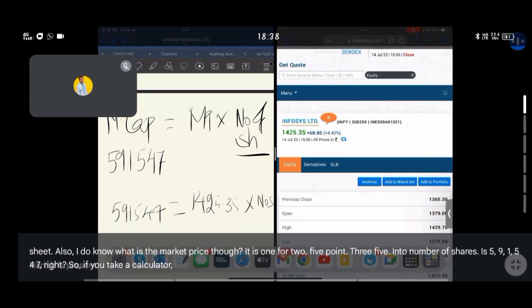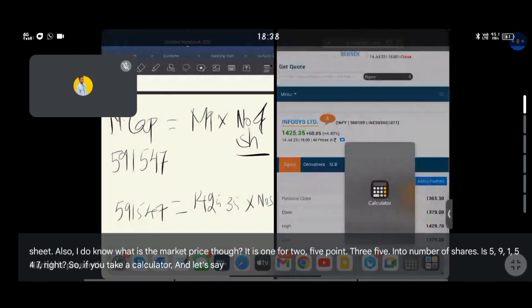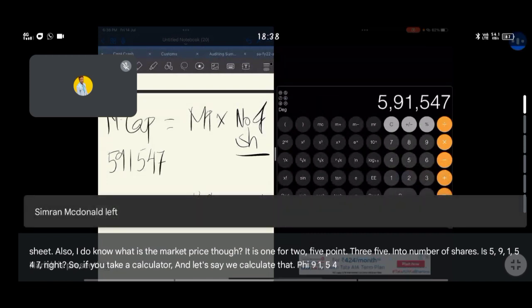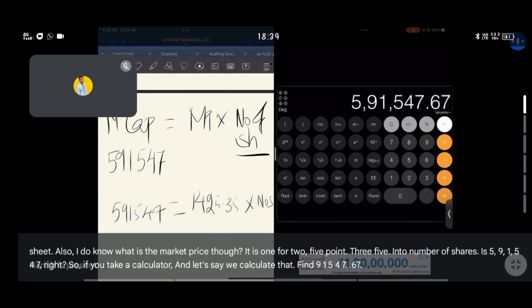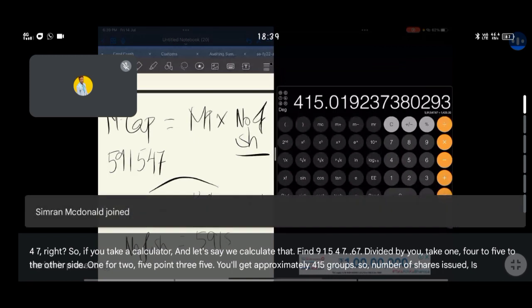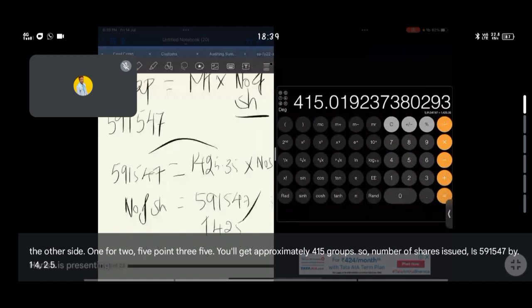So if we take a calculator and calculate that, 591,547.67 divided by, you take 1425 to the other side, 1425.35, you'll get approximately 415 crores. So number of shares issued is 591,547 by 1425, which gives you approximately 415 crore shares. Be clear? Yes.